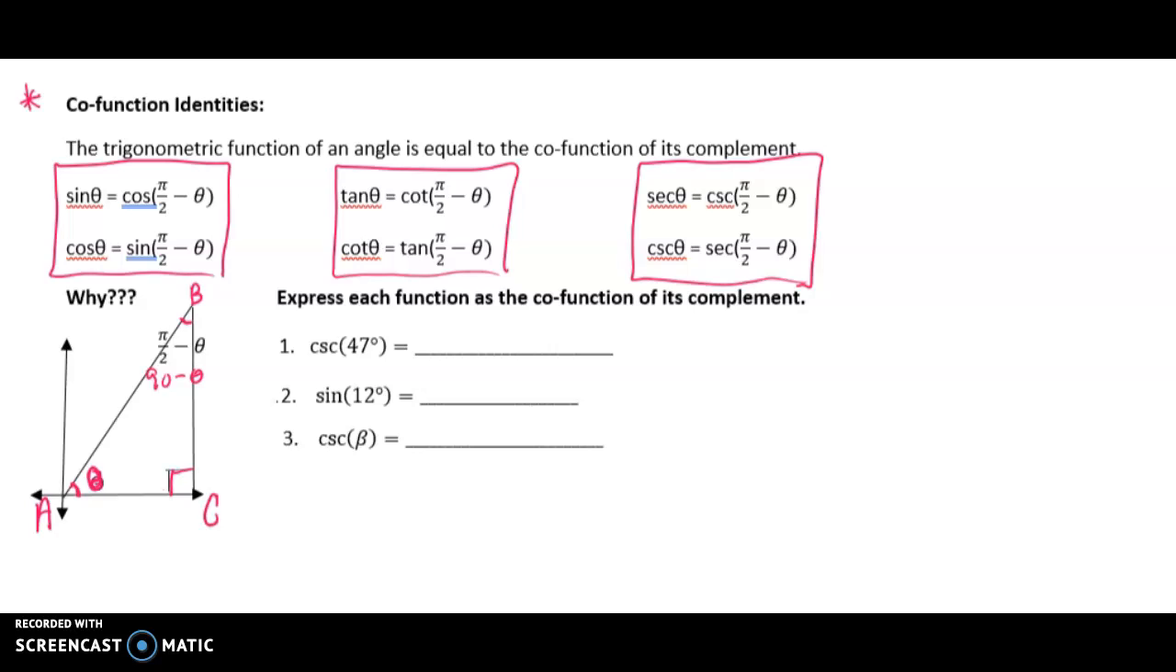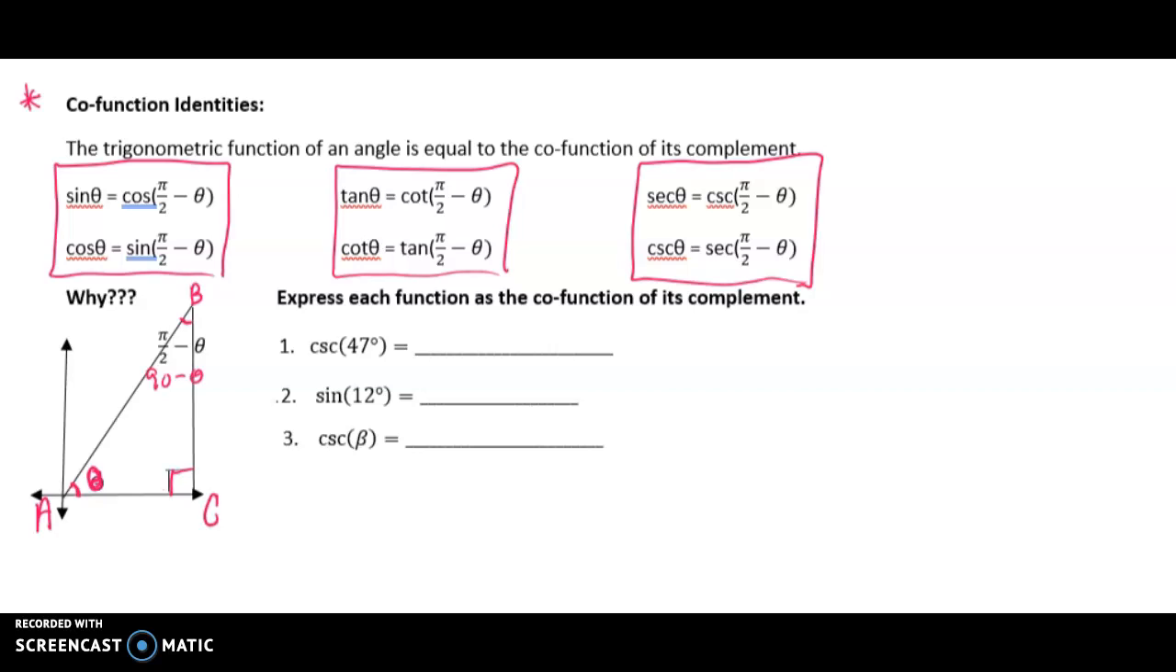So let's just check it out. If this were 20 degrees, this would be 90 minus 20, or 70 degrees. So that's just a quick example. All right, now let's take it a step further. Let's see why we get the co-function identities. How do they go together?